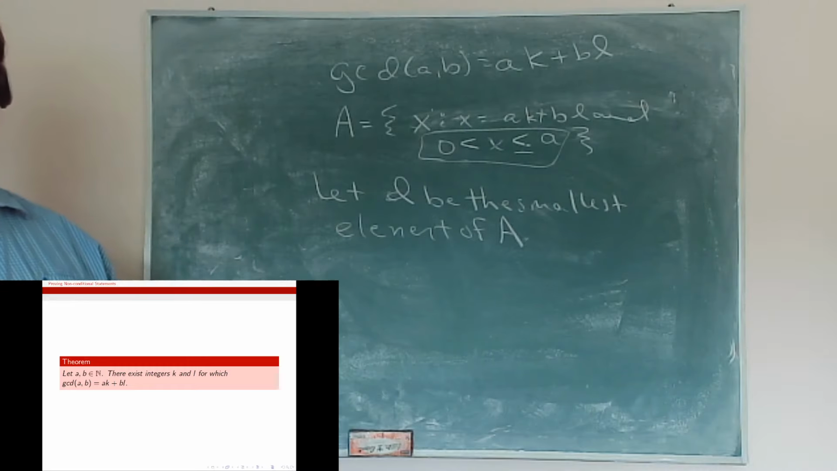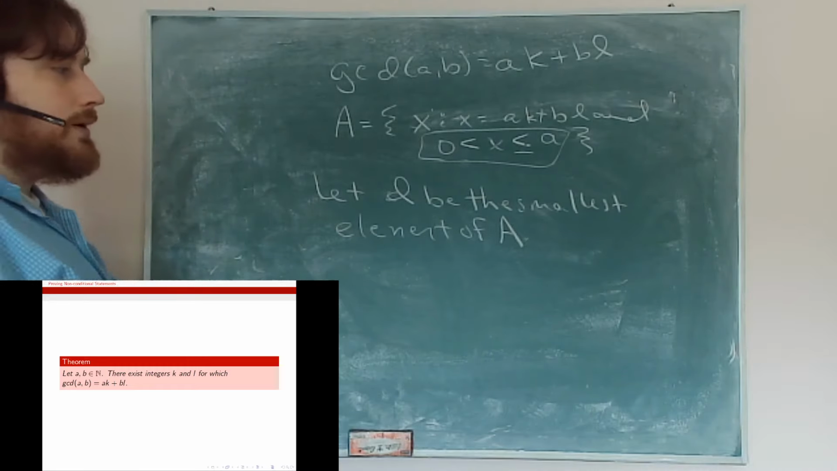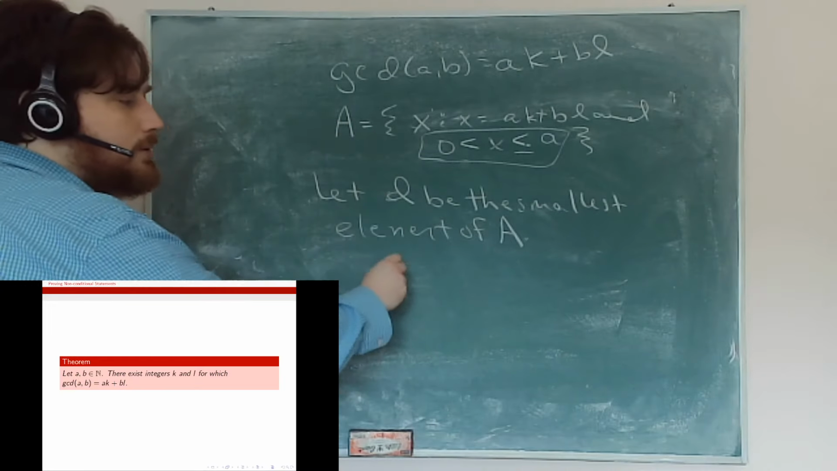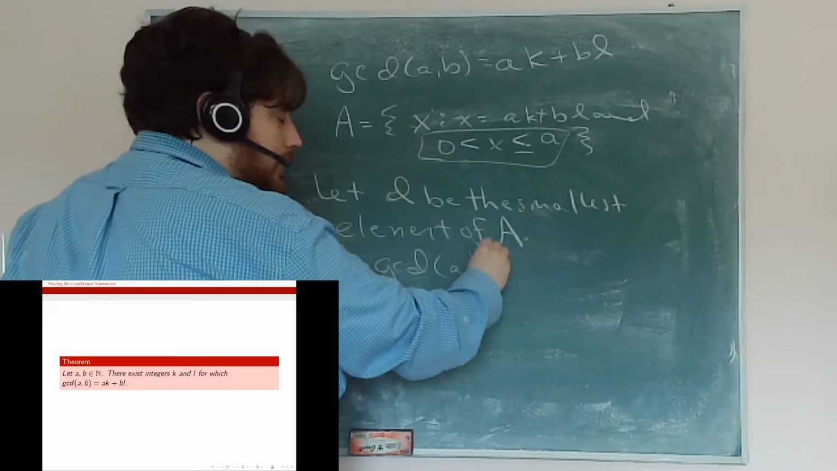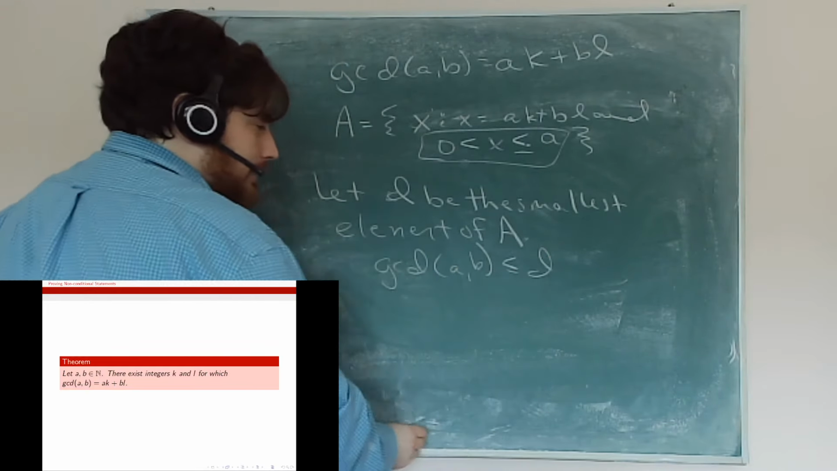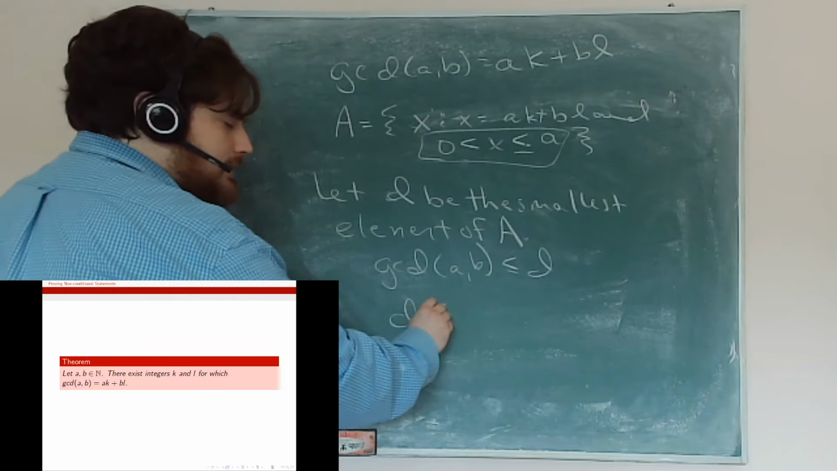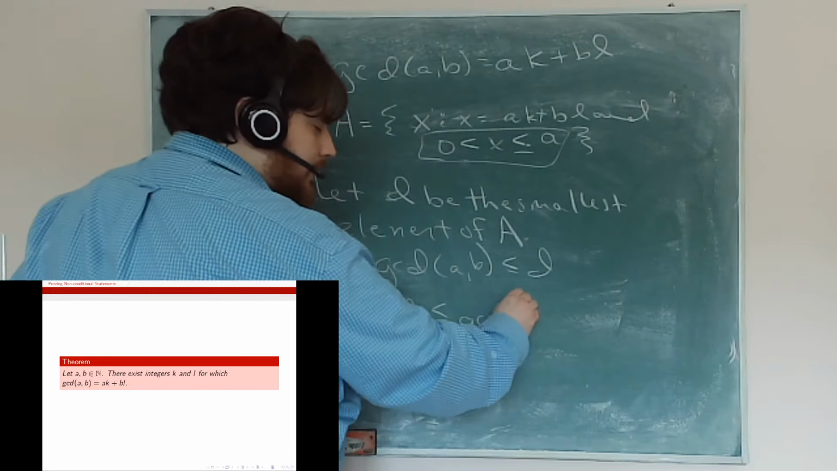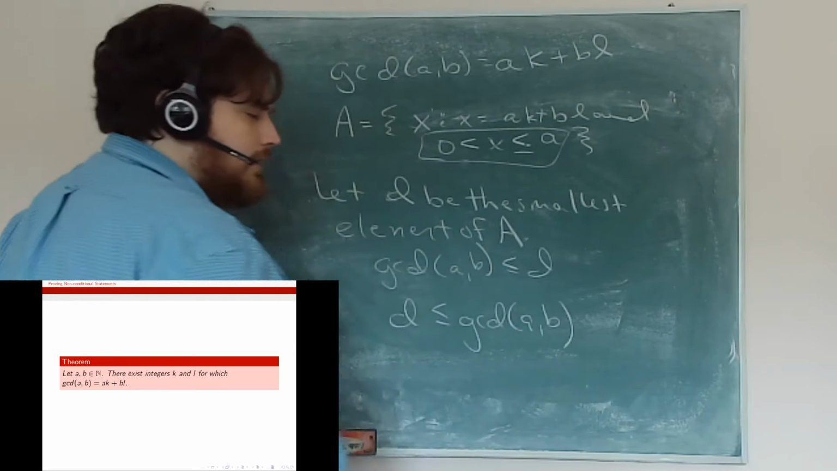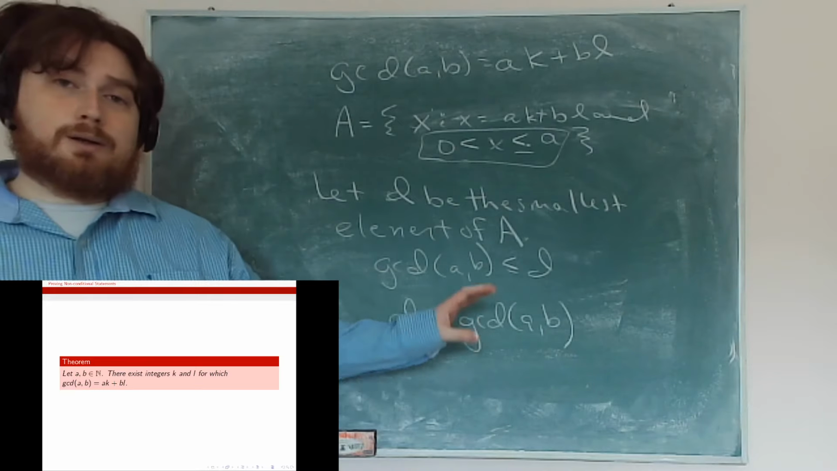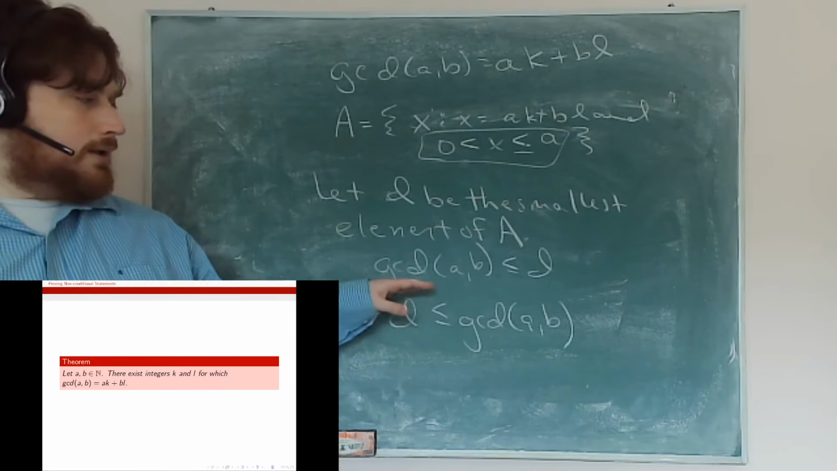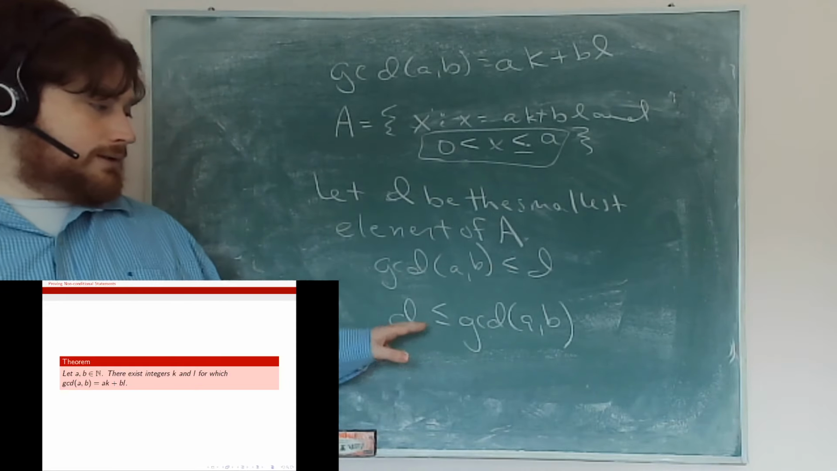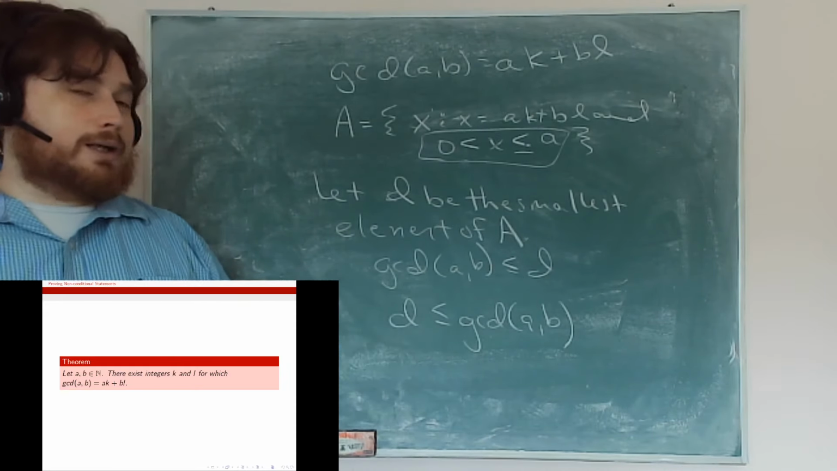All right. So in order to show these two are equal, what I'm going to show is that the greatest common divisor of A and B is less than or equal to D. And I'm going to show that D is less than or equal to the greatest common divisor of A and B. So we said earlier that if we can show A is less than or equal to B and B is less than or equal to A, they have to be equal. So if we can show this is less than or equal to this, and this is less than or equal to this, then they have to be equal.